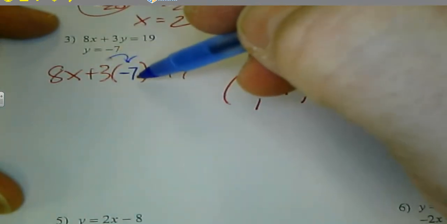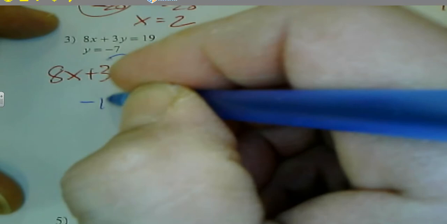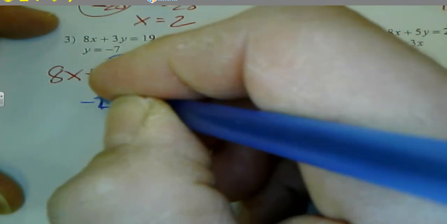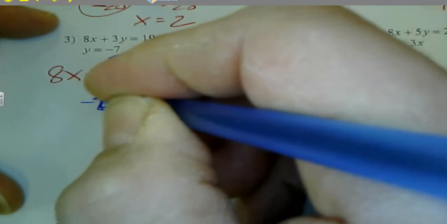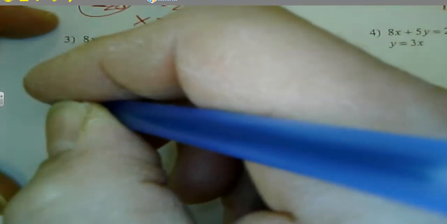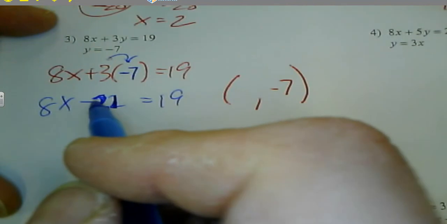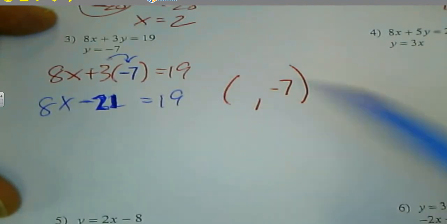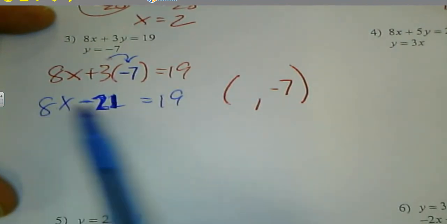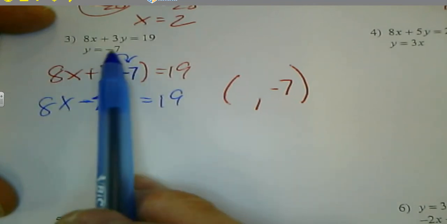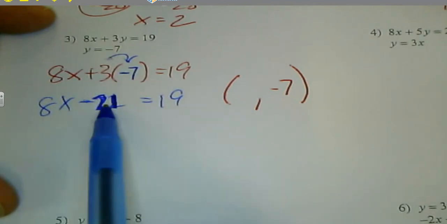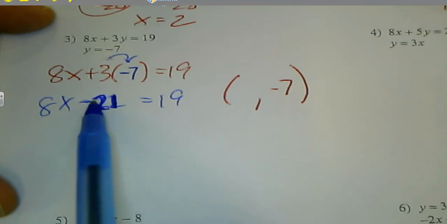We distribute. 3 times negative 7 is negative 21. Whoops, I did that backwards. Not 12, 21 equals 19. Bring down that 8x, and there's already a negative there, so you don't need to add anything. Well, there's not going to be any like terms. This one doesn't have a variable. If there was a variable here, you'd note that there would be like terms. So there's no like terms. We can't combine these two.